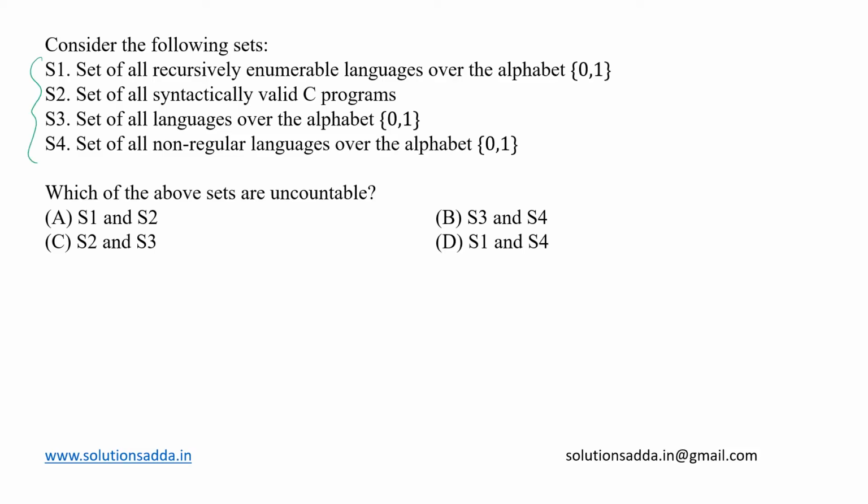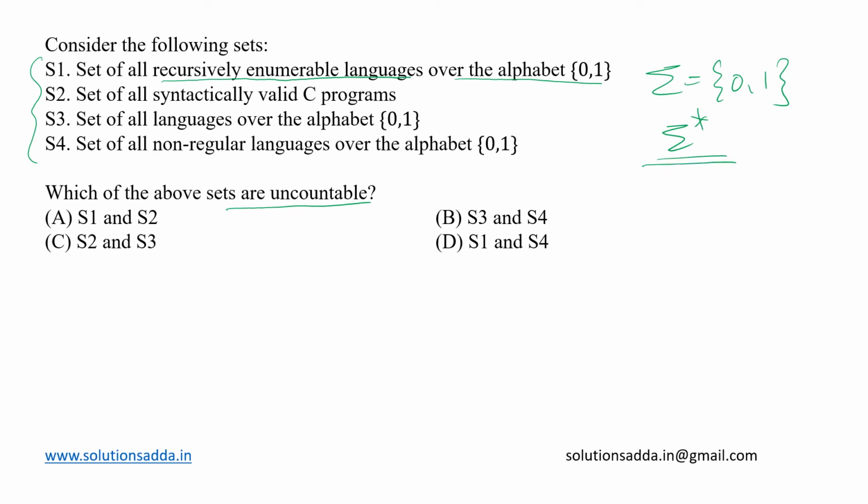This question is based upon TOC. We have been given these 4 sets and we need to determine which of these sets are uncountable. Looking at set S1, it is a set of all recursively enumerable languages over the alphabet 0, 1. Now if we have the alphabet set sigma as 0, 1, then the language would be sigma star, and we know that this language is countable.